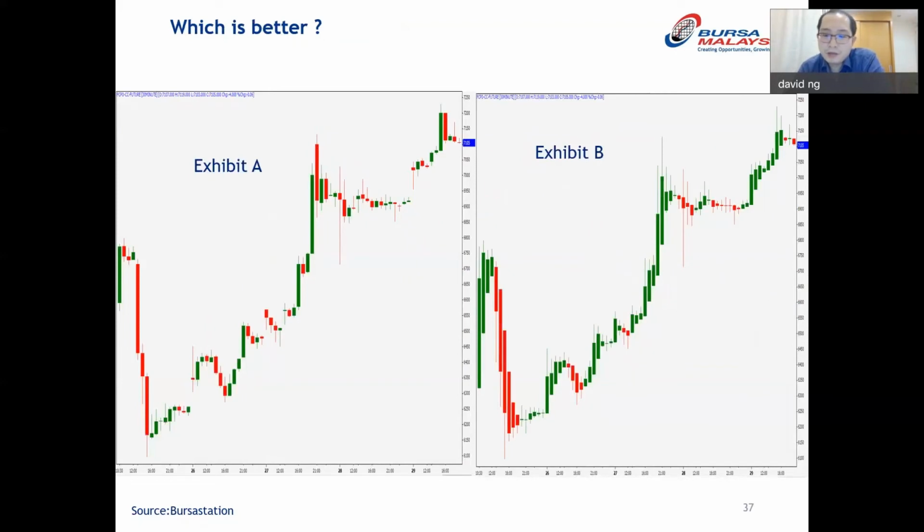So I'm just going to show you two exhibits here, exhibit A and exhibit B. If I want to ask you which particular market you would be looking to trade, or in other words, which exhibit shows a better or clearer trend, is it exhibit A or exhibit B? Maybe some of you can type in the chat box and I can get an answer.